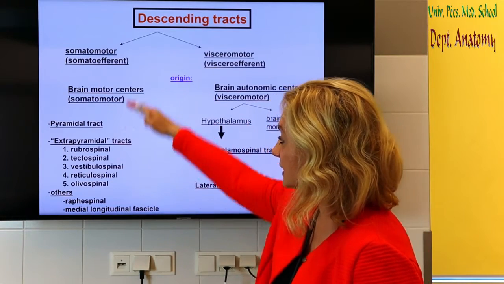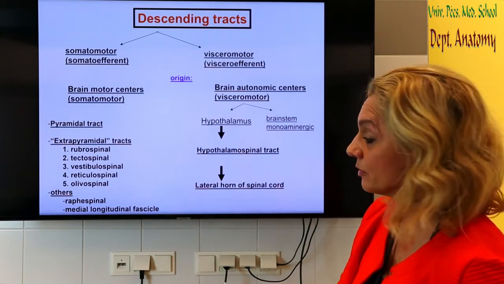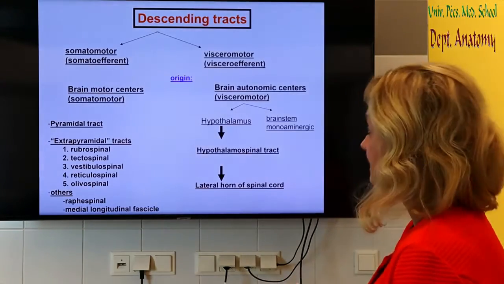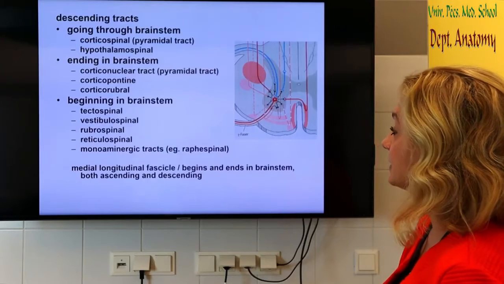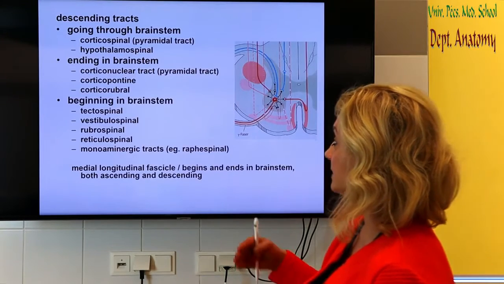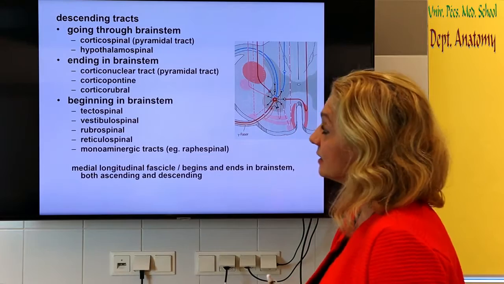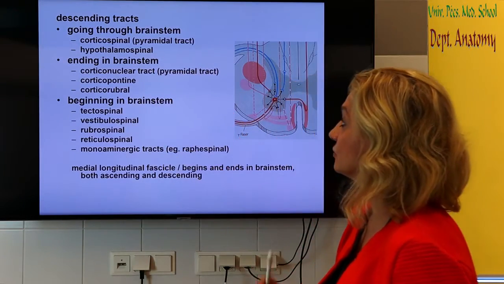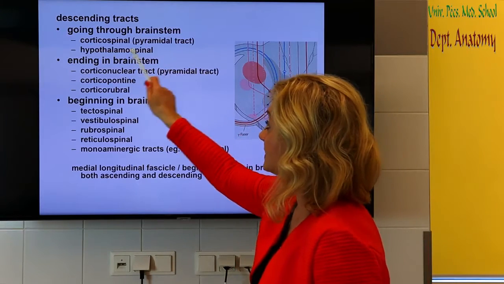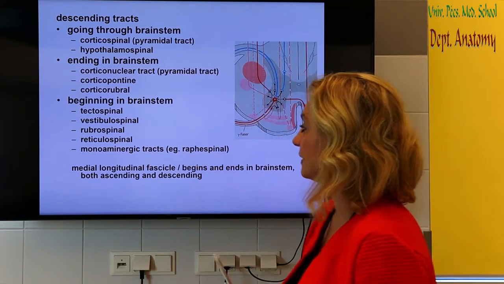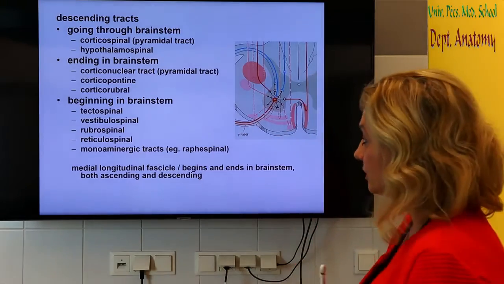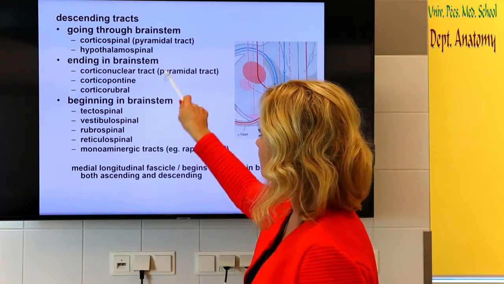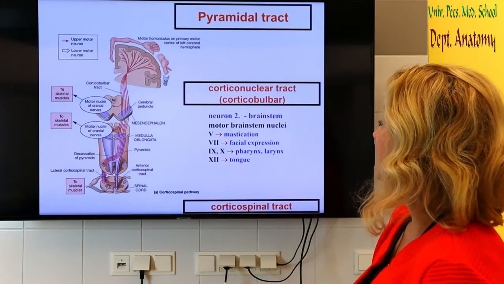We are going to focus on the pyramidal and extrapyramidal tracts, which go through or start or begin in the brainstem, just like when we discussed the spinal cord pathways. So just like the ascending tracts, you can see that we can group the tracts into pathways that go through, end or begin in the brainstem. But more important is according to the different functions. So I'm going to start with the pyramidal tract.